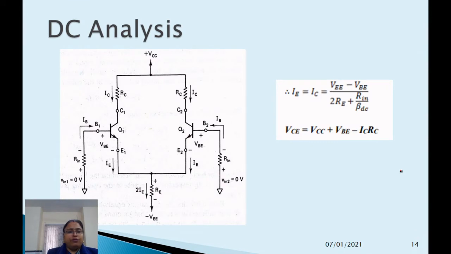So for the DC analysis, as I have already told you, we are reducing the AC sources to 0. So Vin is equal to 0, and this is Vin2. If it is applied, it should be equal to 0.